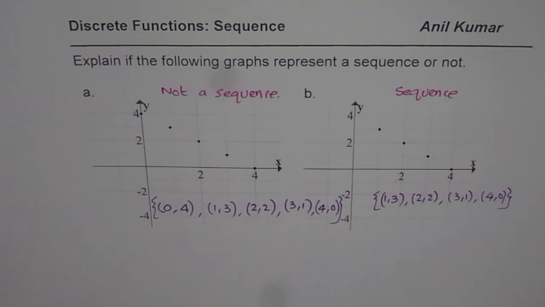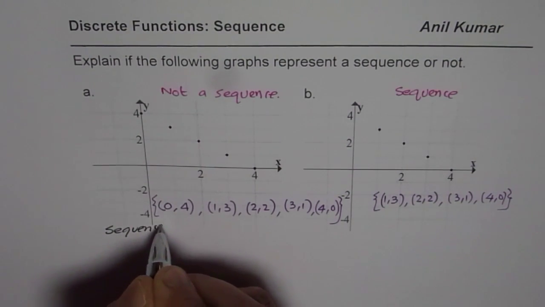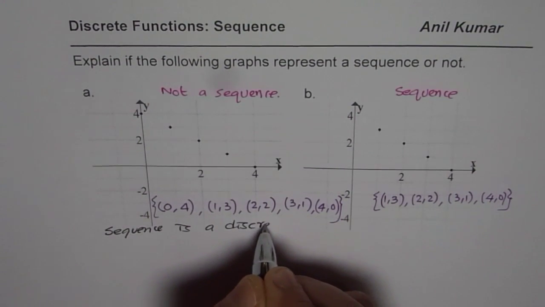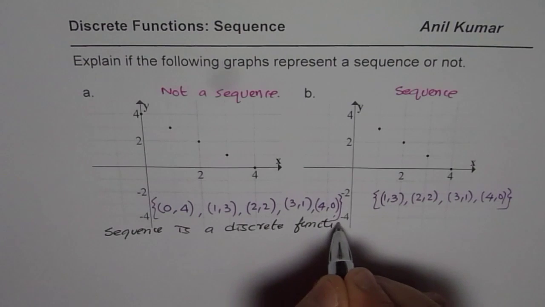Now think about the definition of the sequence itself. So what is a sequence? Well, let me put it here in writing. A sequence is a discrete function, as the topic says. So we know a sequence is a discrete function. That is the first thing we know about a sequence.